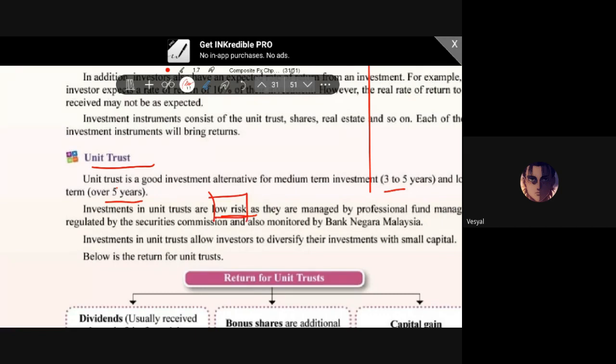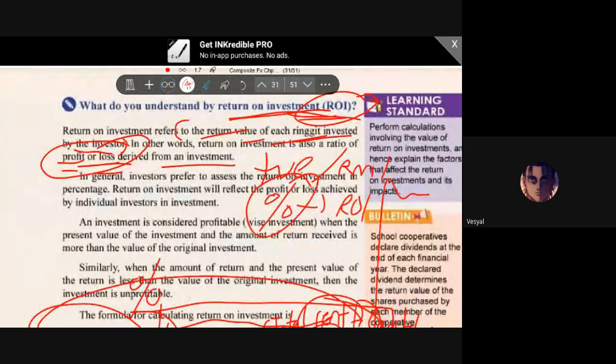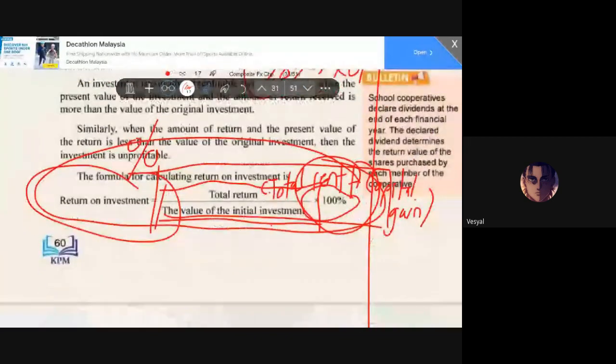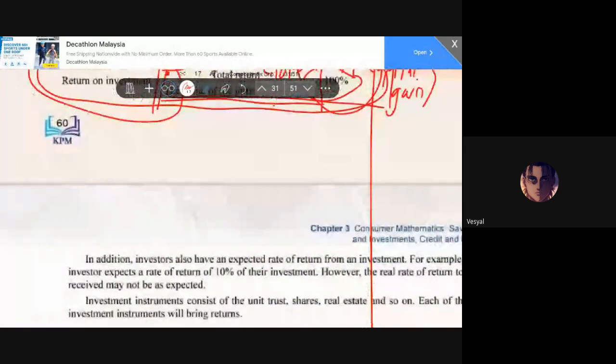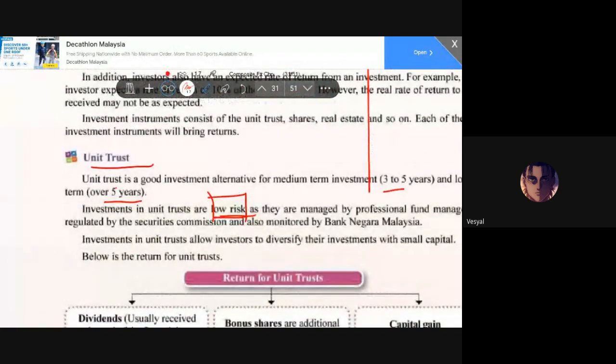Usually they'll ask you to compare the risk level of different investments. Like just now we saw, was it real estate or what was it? Let me see again. Just now we saw something like that. I think you can recall. So this one is low risk. It's managed by a professional fund manager and is monitored by Bank Negara. So all these unit trust companies will report to Bank Negara.